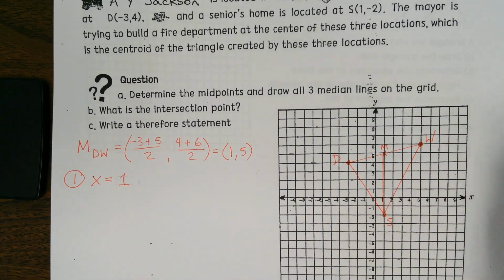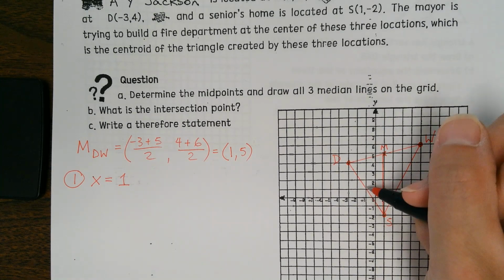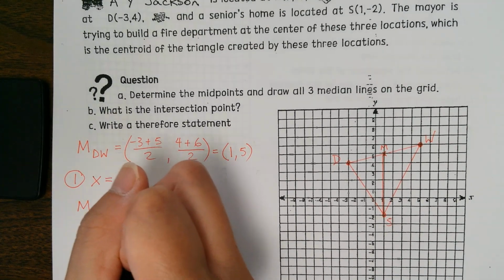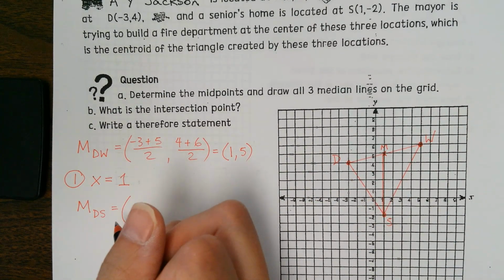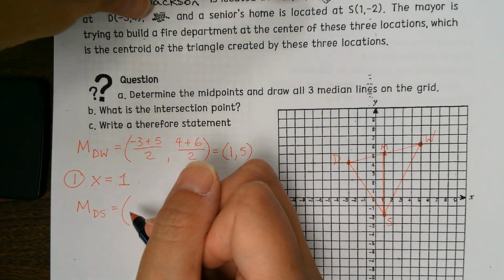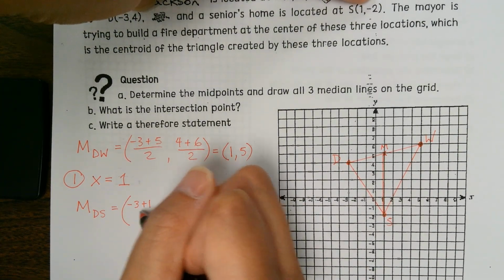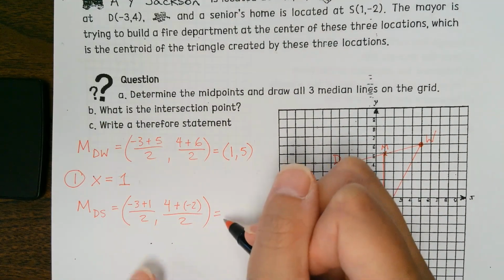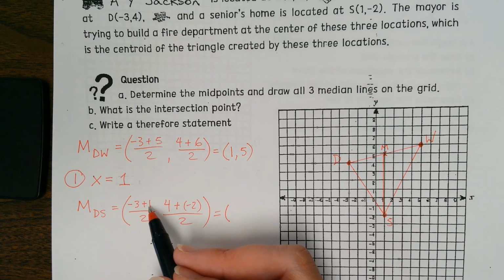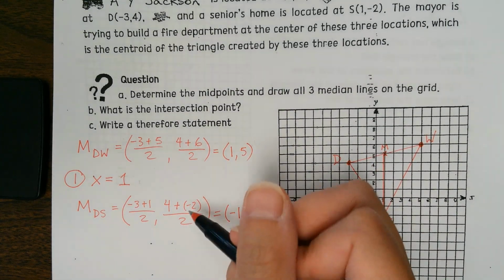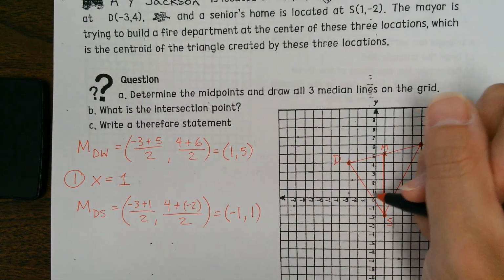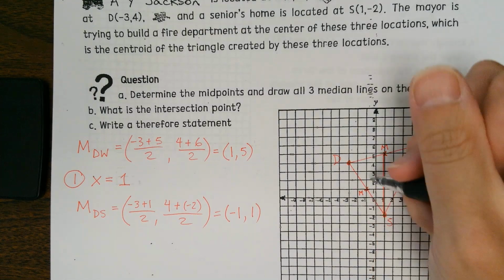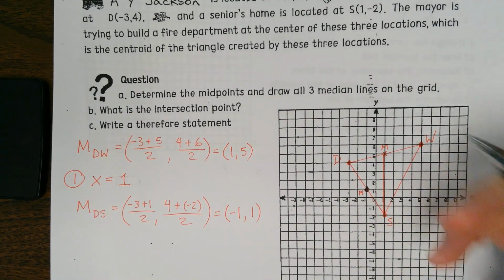Okay, so let's try to find this median. Let's find the midpoint between D and S. So x1 plus x2 divided by 2, y1 plus y2 divided by 2. Negative 3 plus 1 is negative 2, divided by 2 is negative 1. And 2 divided by 2 is 1. So (-1, 1). This is my midpoint of the second line, right here. Now I can draw this.